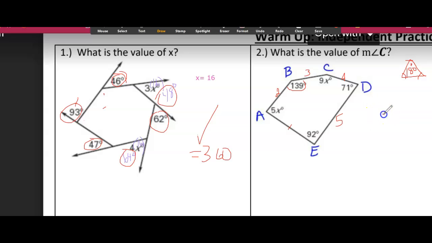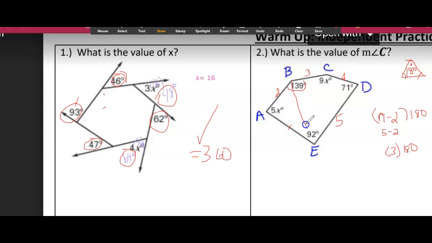So my formula is the number of sides minus 2, because that gives me how many triangles there are. And then I multiply that times 180. So I have 5 sides. So 5 minus 2 is 3. So 3 times 180, because that means that there's 3 triangles. Remember we did this the first day last week.